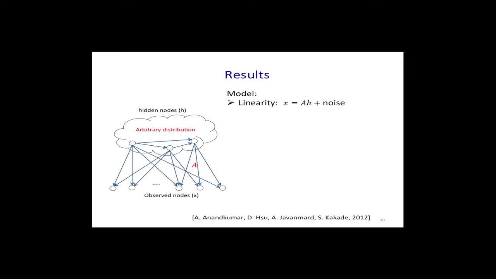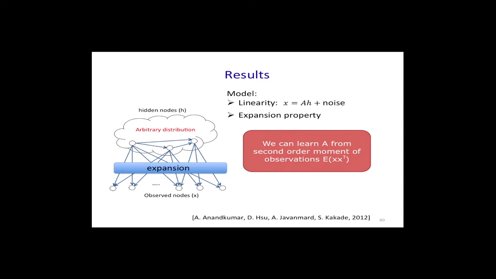Now we prove that if you have some expansion property over this part of the graph, you can actually recover A, the parameters and the structure, only using the second order moments of the observed nodes. So you don't need the joint distribution.